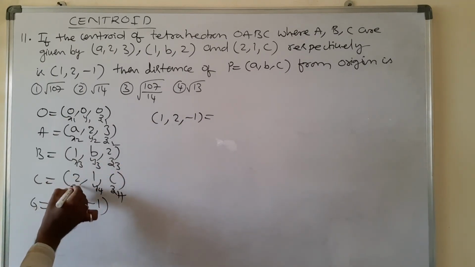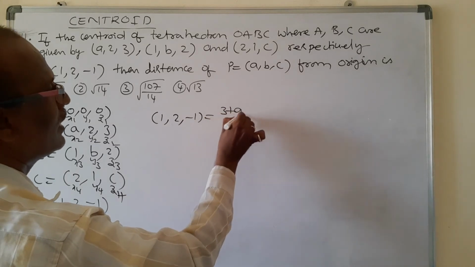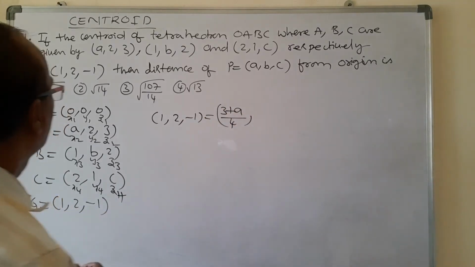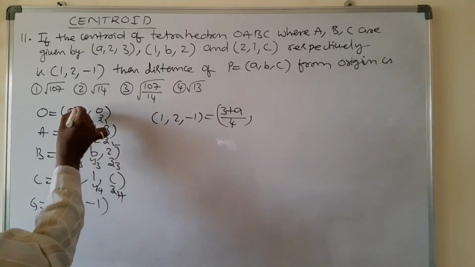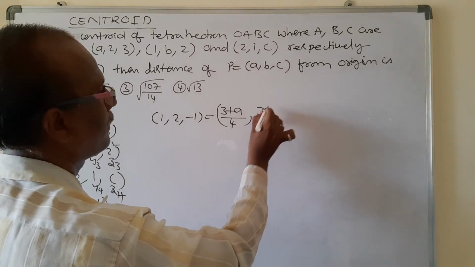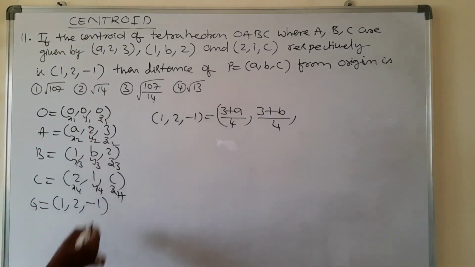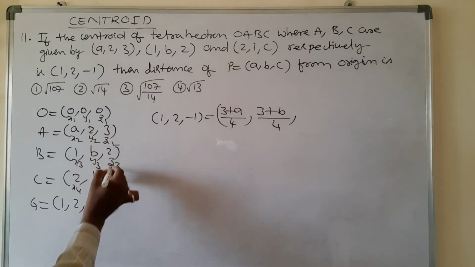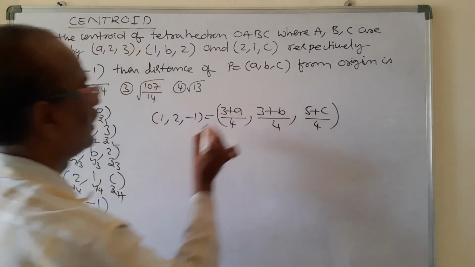Sum of the x coordinates by 4: 1 plus 2 is 3, 3 plus a, plus 0, so (3 plus a) by 4. Sum of the y coordinates: 2 plus 1 is 3, 3 plus b, plus 0, so (3 plus b) by 4. Sum of the z coordinates: 3 plus 2 is 5, 5 plus c, plus 0, so (5 plus c) by 4.